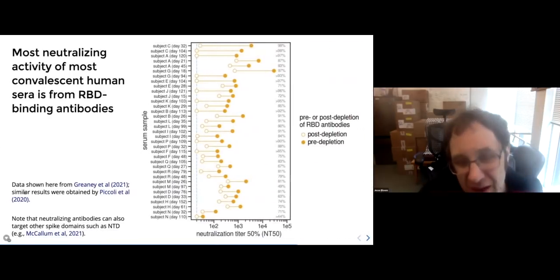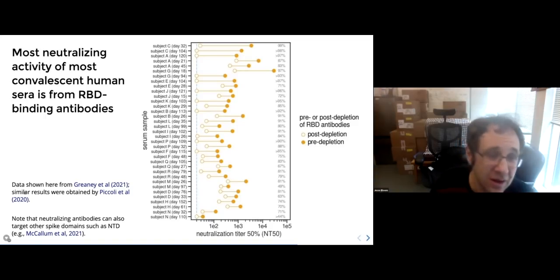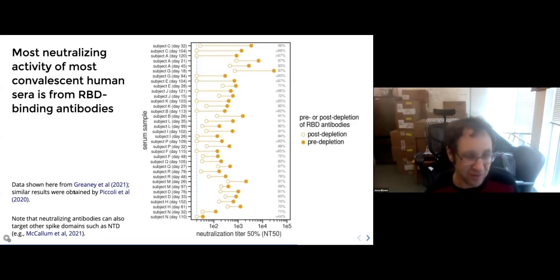So we wanted to then study, what does this sort of polyclonal antibody immunity look like in the context of SARS-CoV-2? First, we just wanted to figure out which part of the spike protein to focus on. We did some experiments, which repeated some earlier experiments by Piccoli et al., to show that most of the neutralizing activity of most convalescent human sera is from RBD binding antibodies.